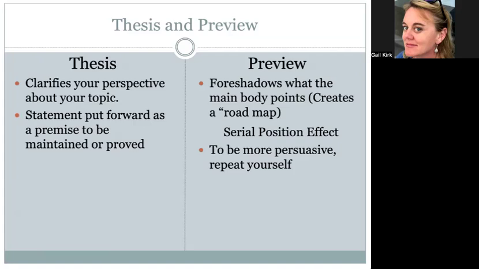Also, to be more persuasive, we want to repeat ourselves. And this is where essay writing and speech writing really differs. Repetition is a wonderful thing in speech writing. To be more persuasive, repeat yourself. And I'll say this several times. Repetition equals retention equals persuasion.